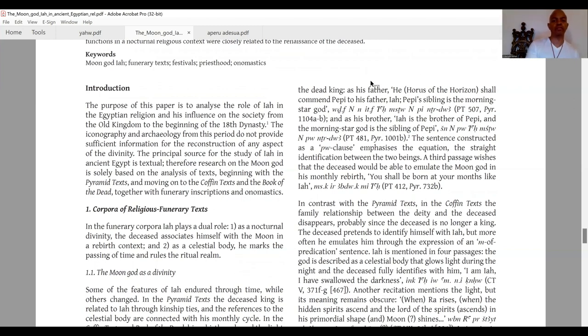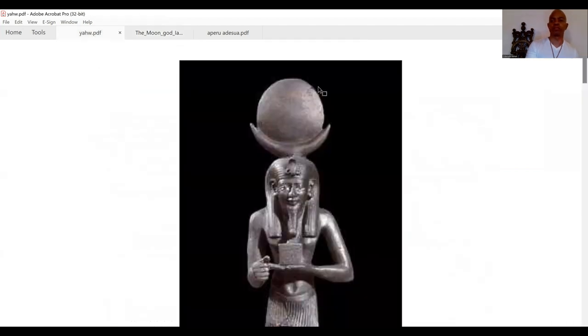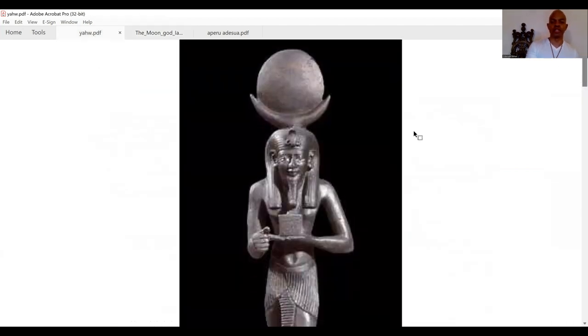Now, and of course, this is his iconography.